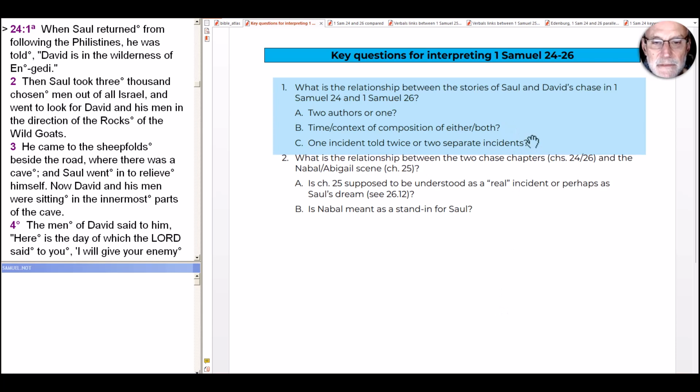And similarly, there's a question of, is this one incident or two? And we won't be able to answer that in advance. We'll have to look at it in the details. The stories certainly have parallels, as we'll look at in just a moment, but there are also major differences, as we'll see as well. So let's begin to look at some of the aspects of this first question, the relationship between chapter 24 and chapter 26, before we get to its relationship with the Nabal and Abigail scene in chapter 25.